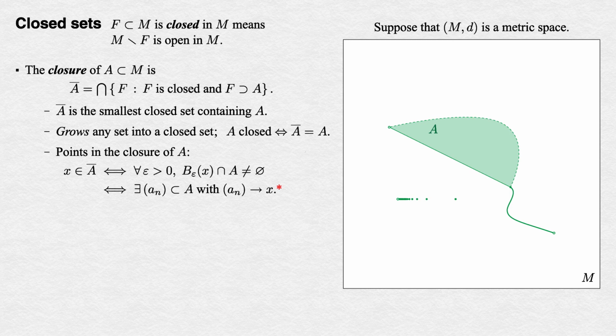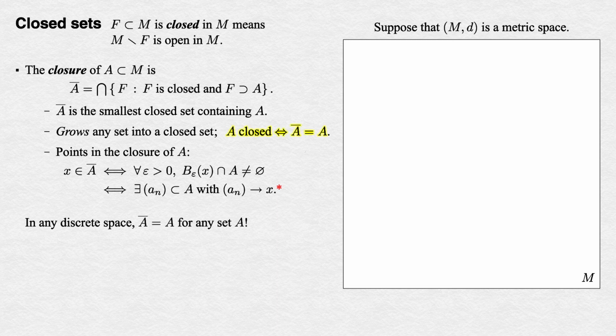With all this in hand, let's look at a few examples of closure in metric spaces. For our example set, recall that the points we add are the top curve, the tips of the nose and tail, and the limit of the sequence of points below. These are precisely the points that we can get to as limits of sequences in our set A, or said another way, points for which every open ball around them intersects A. For the most boring example possible, if we take the discrete metric on any set, every set's already closed, so the closure of any set is just itself.